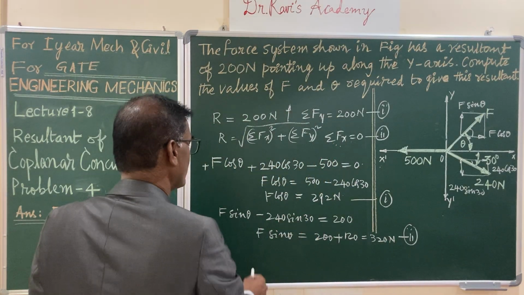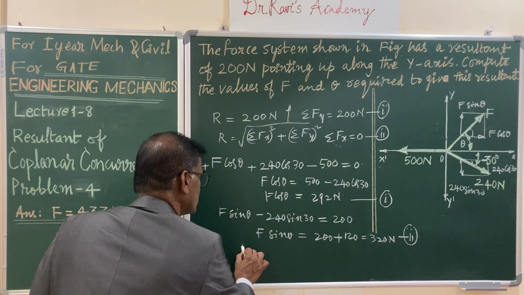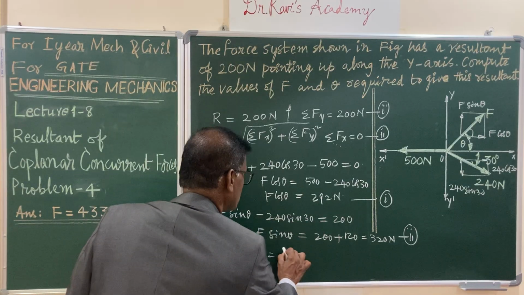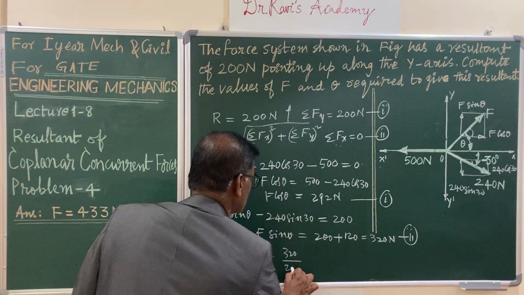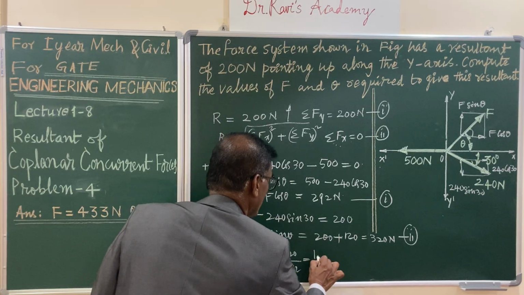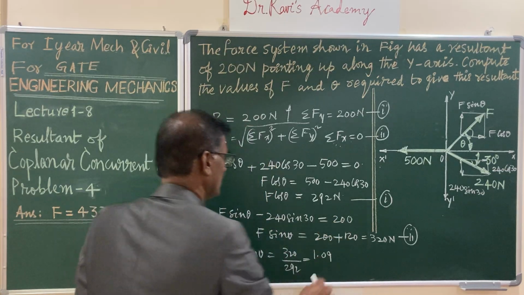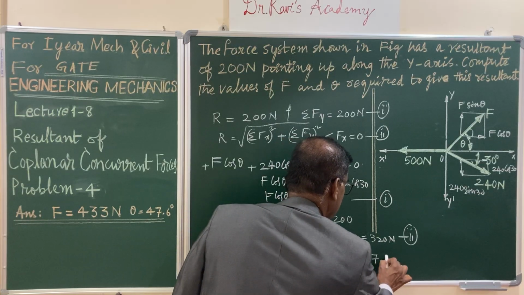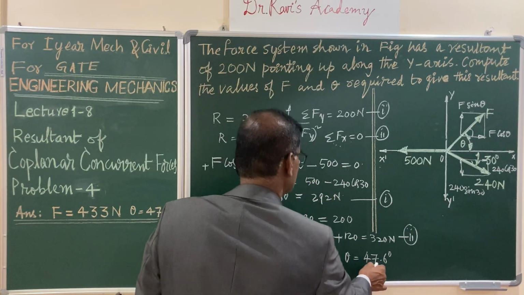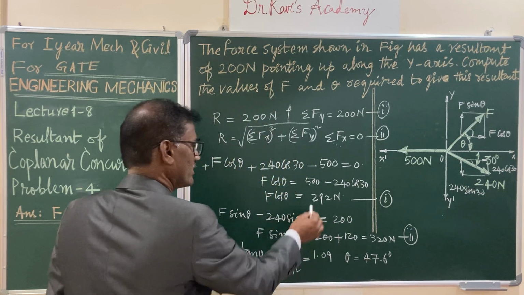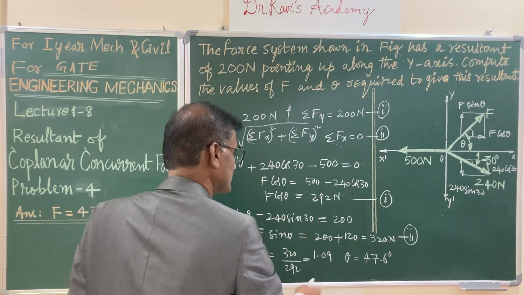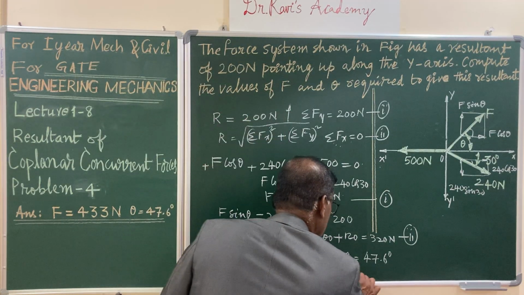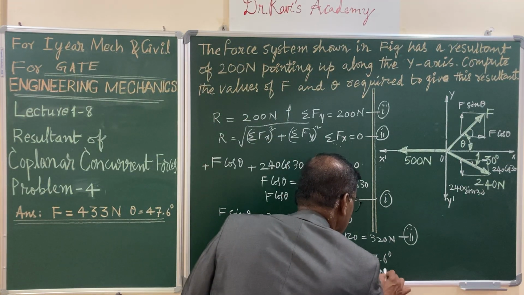Here 2 divided by 1 gives you tan theta. Tan theta is equal to 320 divided by 292, which is 1.09, and the theta value you are going to get is 47.6 degrees. If you substitute 47.6 into one of these two equations, you get the F value. Your F value is 433 newtons.